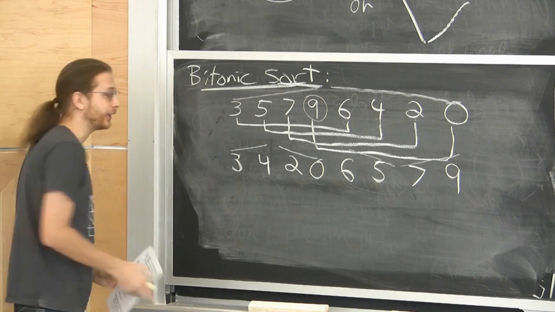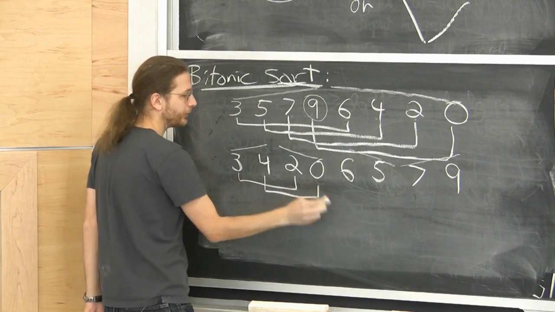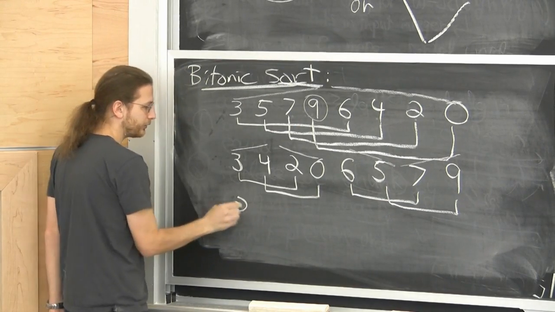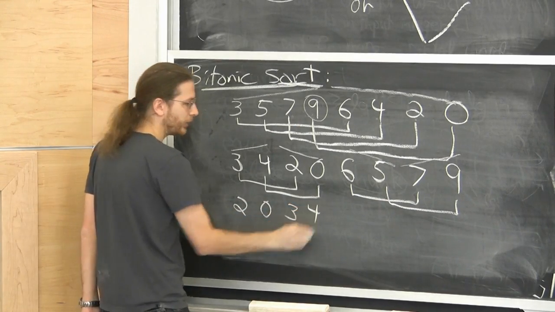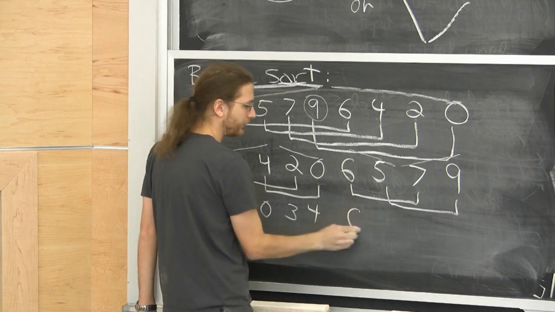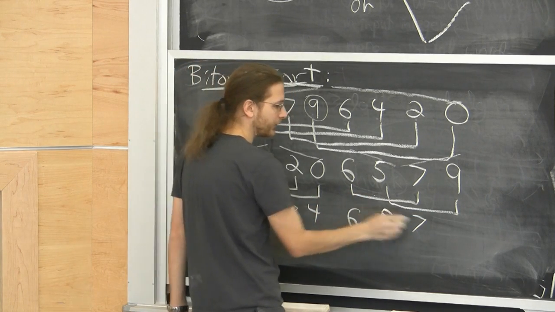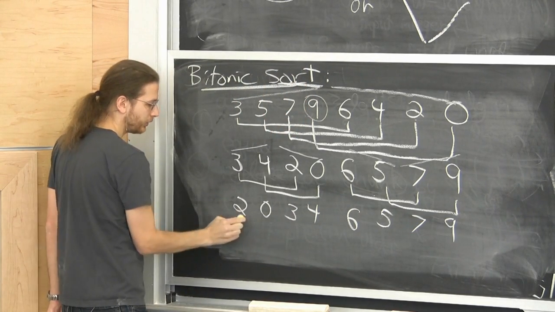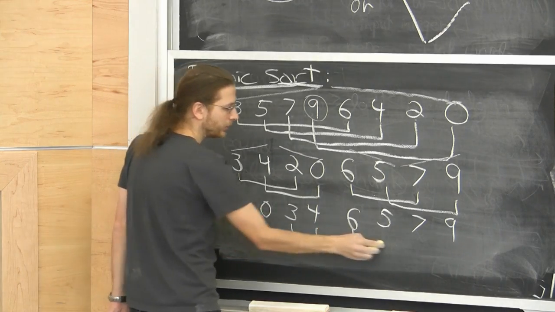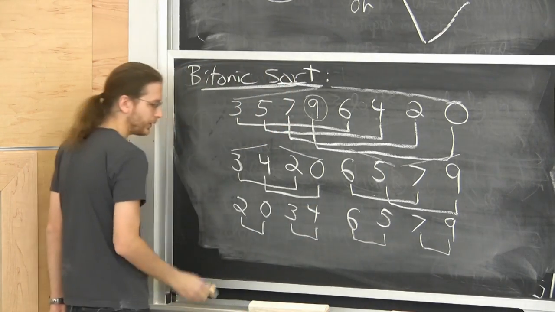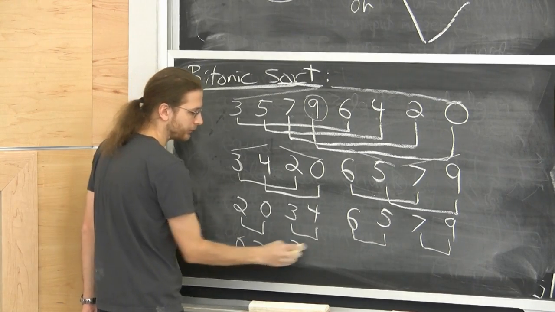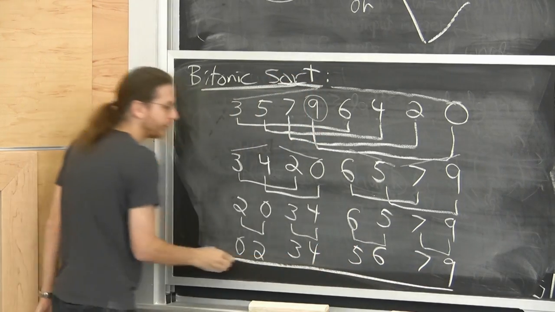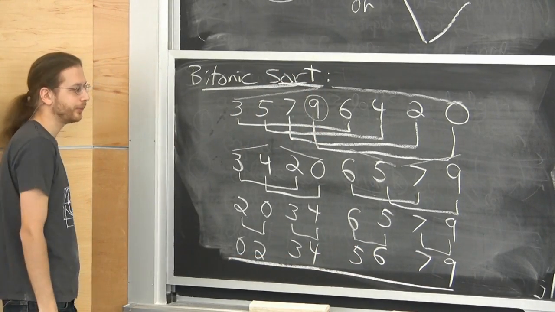Now we recurse on the two sides. So I compare 3 with 2, 4 with 0. I compare 6 with 7, and 5 with 9. So what do I get? 2 is less than 3. 0 is less than 4. Then I compare 6 with 7, so 6 is less than 7, 5 is less than 9. So now I've got 4 chunks, this one, this one, this one, and this one. I recurse on each of them. So 0 is less than 2, 3 is less than 4, 5 is less than 6, 7 is less than 9. And now I have all my items in sorted order, magically.